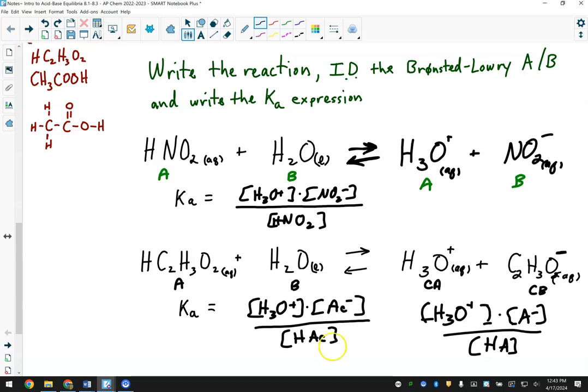Is the Ac there acetate? That's acetate. Yes, it's an abbreviation for acetate. Sometimes you'll see that HAc. It's not HA. The Ac is for acetate.